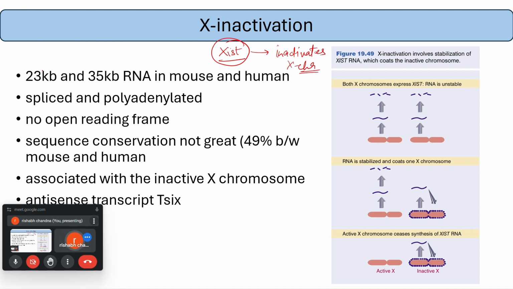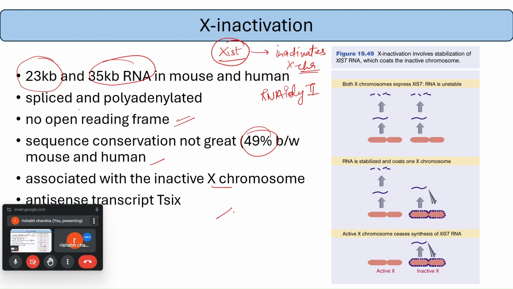It is around 23 kb in mouse and 35 kb in humans. It is both spliced and polyadenylated, hence it is produced by RNA polymerase 2, but it does not code for any protein, so it doesn't have any ORF. Sequence conservation is not that great between mouse and humans, only 49%, and it is associated with the inactive X chromosome. And this RNA is being produced by both the chromosomes.